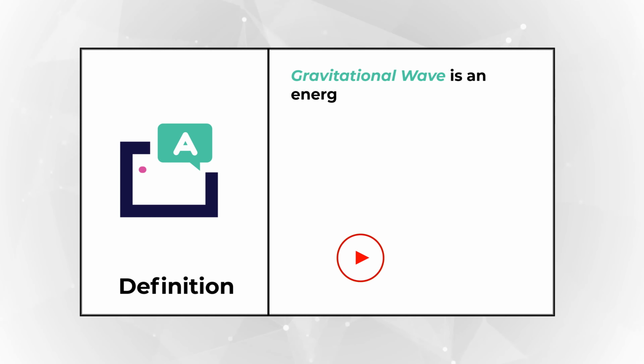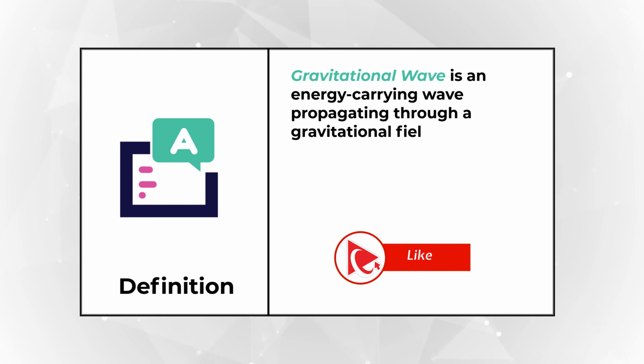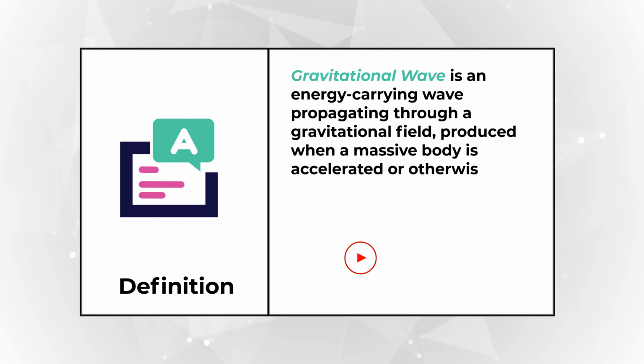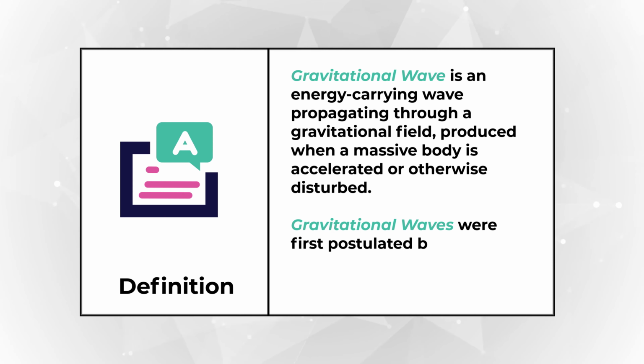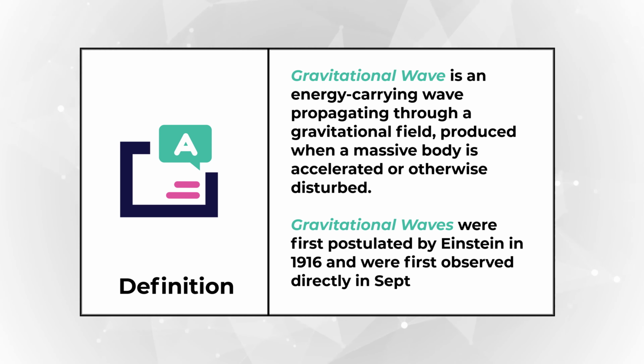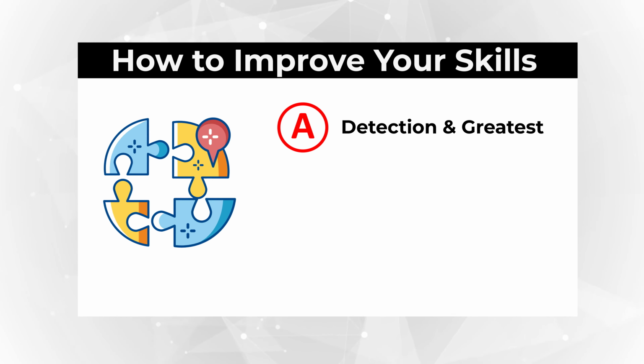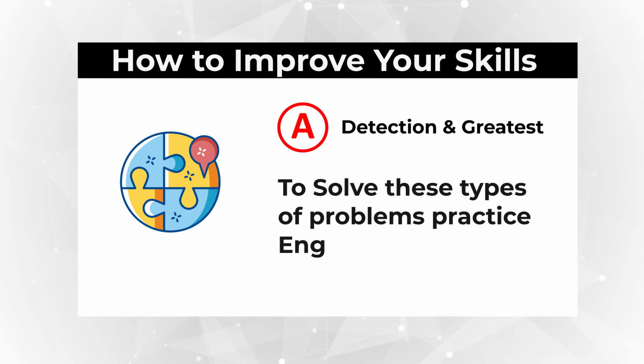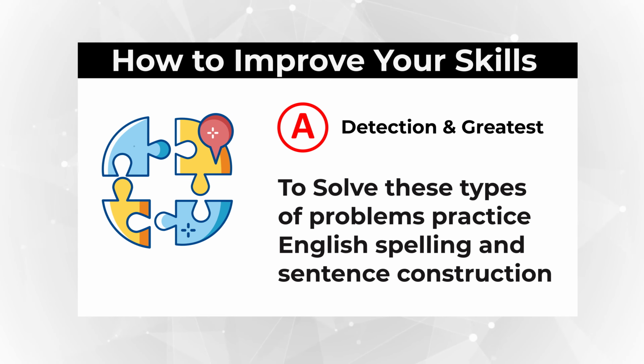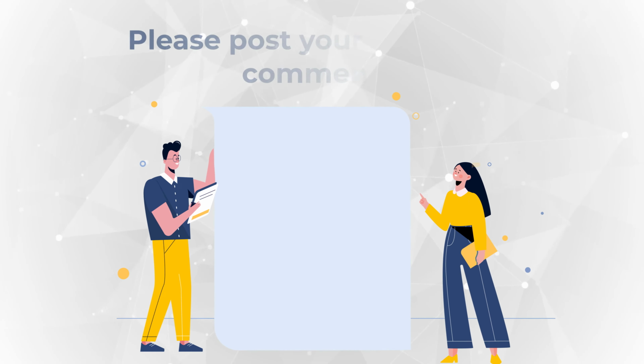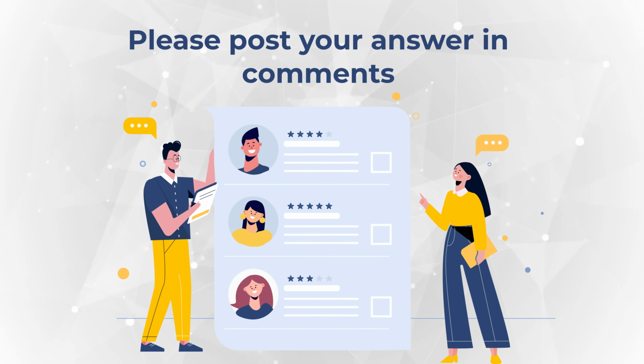A gravitational wave is an energy-carrying wave propagating through the gravitational field, produced when a massive body is accelerated or otherwise disturbed. Gravitational waves were first postulated by Einstein in 1916 and were first observed directly in September of 2015. The cool thing about this particular problem is that to solve it, you don't need to know much about gravitational waves, but you need to know how to form English sentences. Hopefully you've nailed this question, reconfirmed your knowledge, and now know how to answer similar problems on the test.